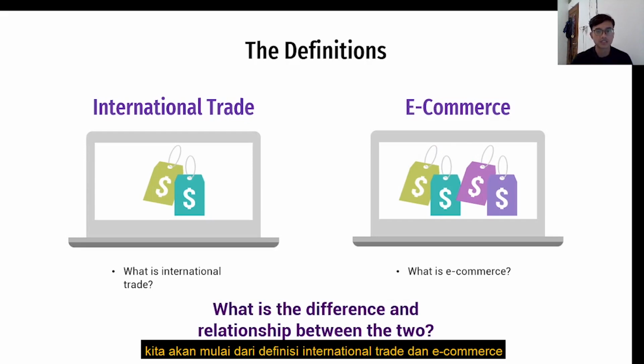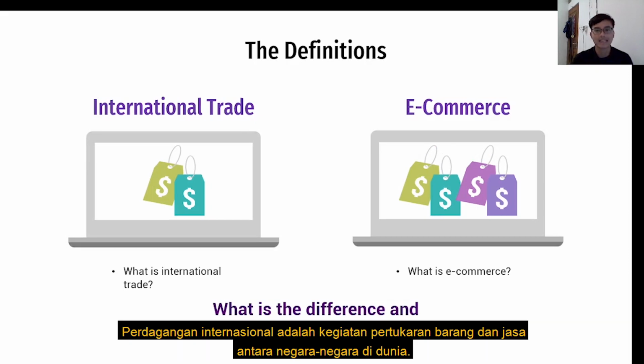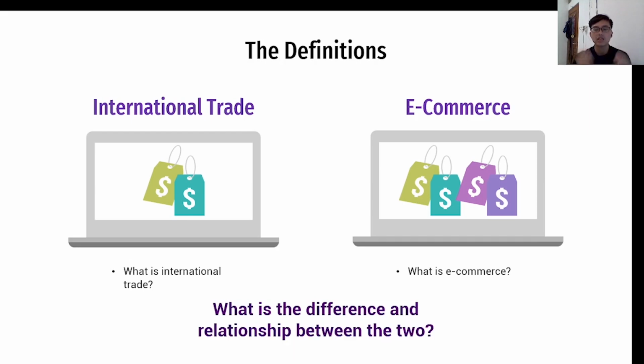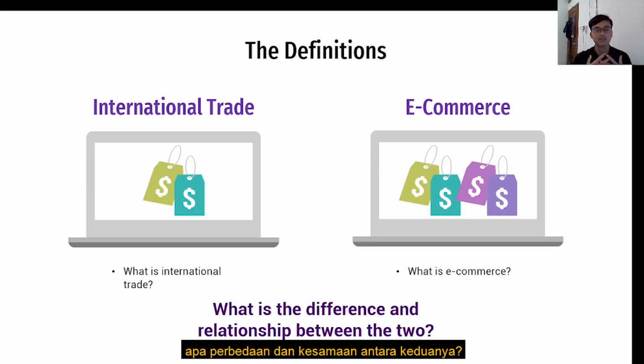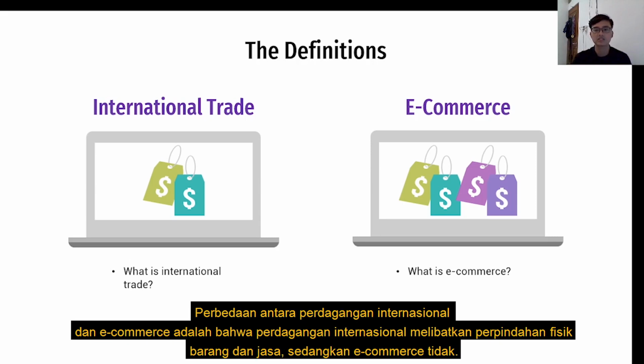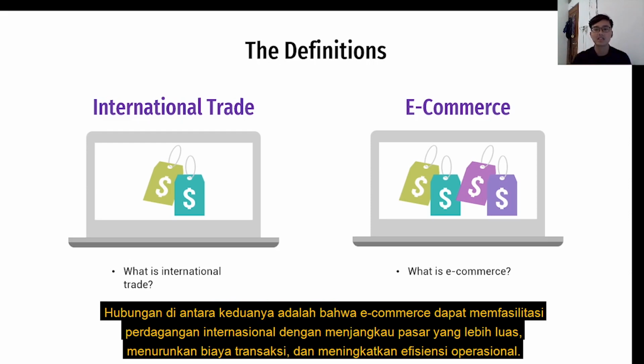We're going first to the definitions of international trade and e-commerce. International trade is the exchange of goods and services between countries in the world, while e-commerce is the buying and selling of goods and services over the internet. What is the difference and the relationship between the two? The difference is that international trade involves the physical movement of goods and services, while e-commerce doesn't. The relationship is that e-commerce can facilitate international trade by reaching a wider market, lowering transaction costs, and increasing operational efficiency.